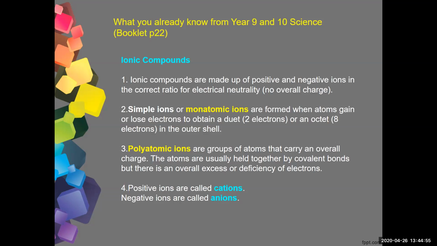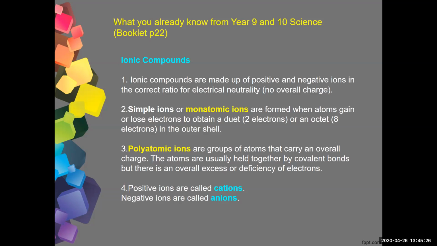There are polyatomic ions, which are groups of atoms that are bonded together, and the overall ion has a positive or a negative charge. Normally the atoms are held together by covalent bonds, which we're going to learn about in around about a week's time, and the overall molecule has extra electrons or not enough electrons for all of the atoms that are in it, and overall that gives it a positive or a negative charge.